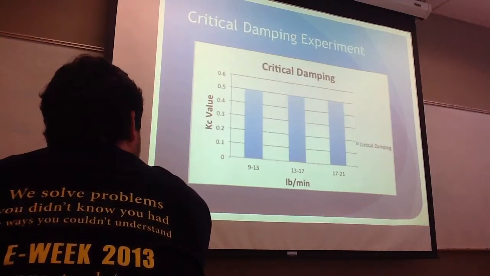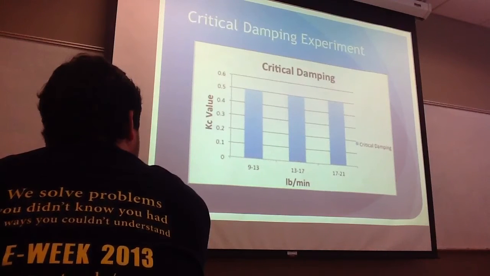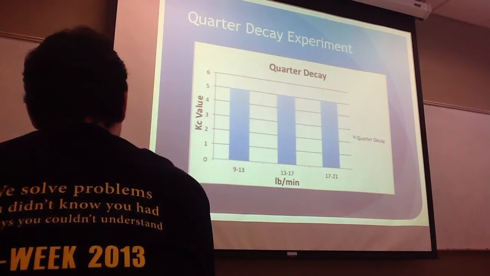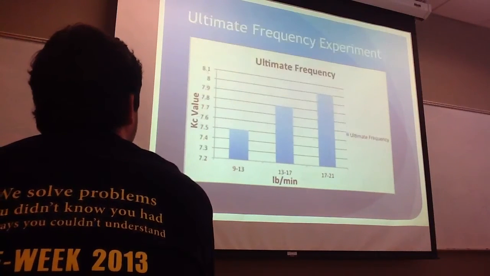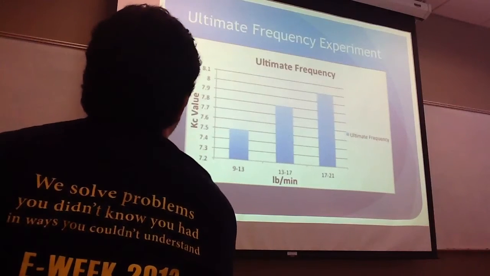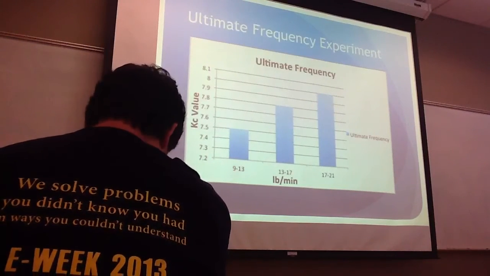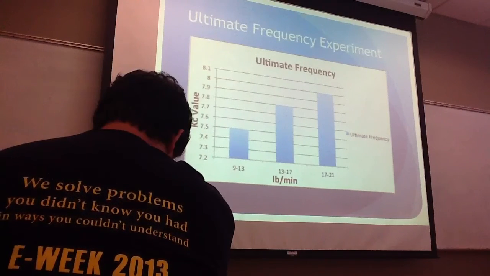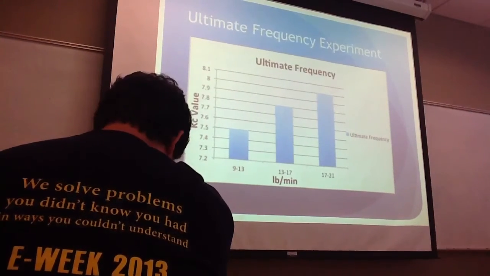For the critical damping experiment, regions 9 through 13 pounds per minute, we all had a KC value of about 0.5. For the quarter decay experiment, we all had a KC value of about 5. And for the ultimate frequency, it didn't go past 1, but we had KC from 9 to 13 pounds per minute of 7.5, 13 to 17, 7.8, and 17 to 21 pounds per minute of 8 KC.